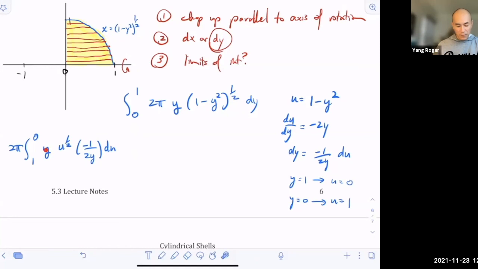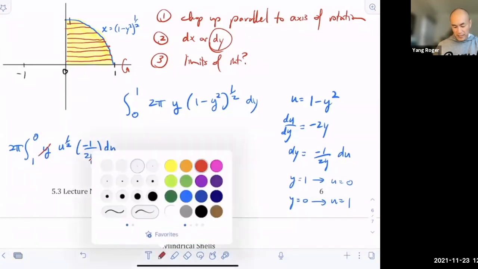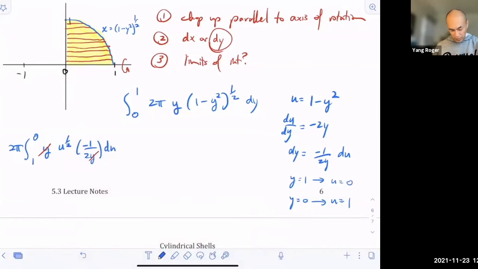This is terrible form unless the y's cancel out, which they do. So I can really write this as the following. I can pull out the constant. I'm going to have 2 pi divided by 2. If I interchange the limits of integration, I pick up a negative. But I have a negative right here. So the negative times a negative is going to make that a positive. So there's originally a negative. When I flip it, it becomes a positive. I have u to the 1/2 du. Right?